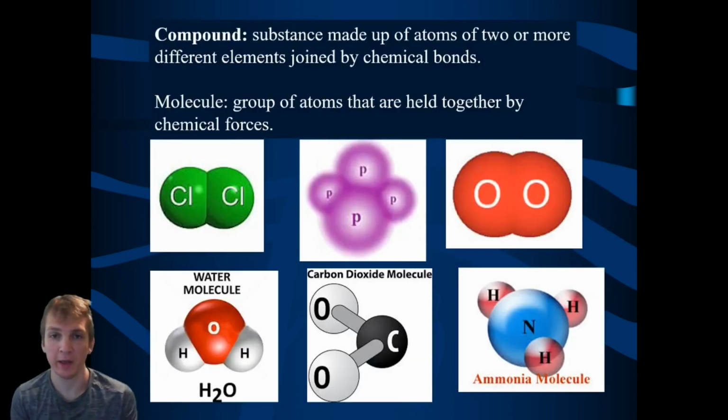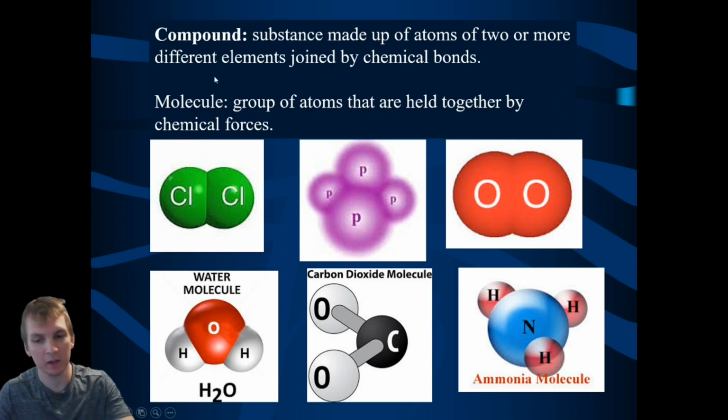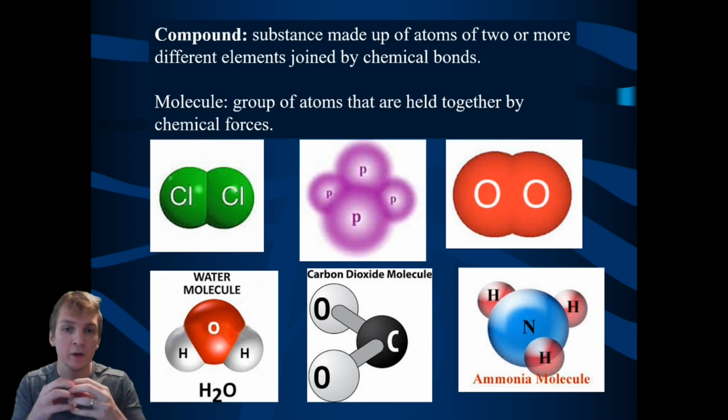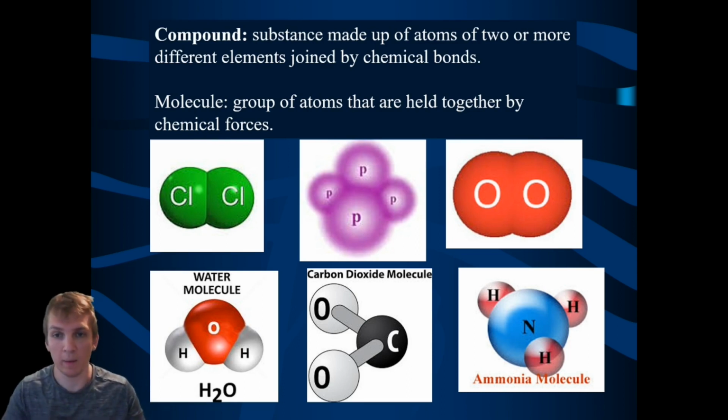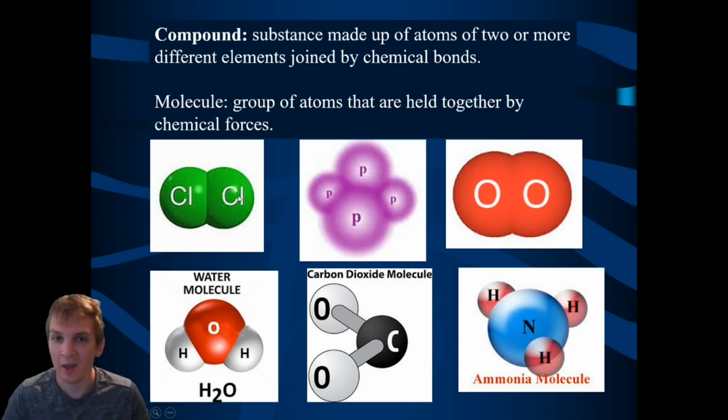Moving forward, we actually can define the word compounds now, and the definition that we have is a substance made up of atoms of two or more different elements joined by chemical bonds. The main word I want to focus on here is different elements. It has to be different elements in order for it to be a compound. You cannot take elements and combine them together of the same type and then call it a compound. For instance, this first example where we have two chlorines, Cl is chlorine. There's one here and there's one here, and we combine them together. That is not a compound. That is actually called a molecule.